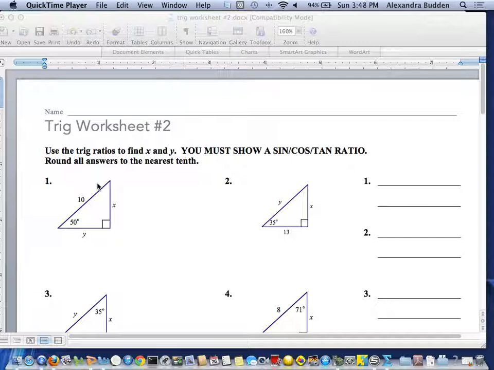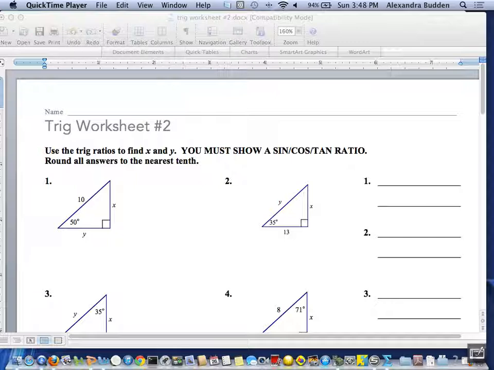We're going to do problem 1 together, you guys are going to do problem 2, and then we're going to call it a day. Looking at the directions, it says use the trig ratios to find x and y. You must show a sine, cosine, or tangent ratio. Round all answers to the nearest tenth. Before, you were given an angle and you expressed the sine, cosine, and tangent of that angle. Now we're going to be using those ratios to find missing side lengths.